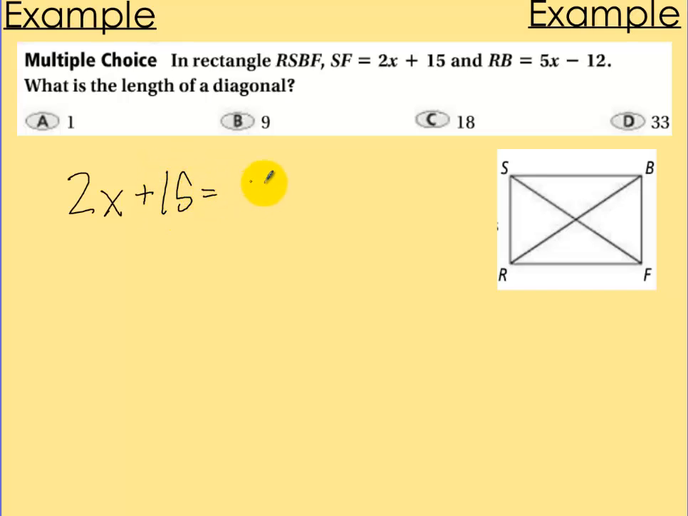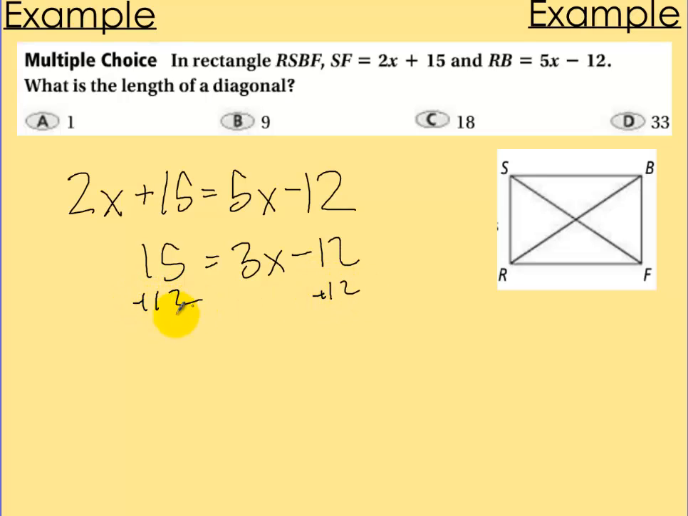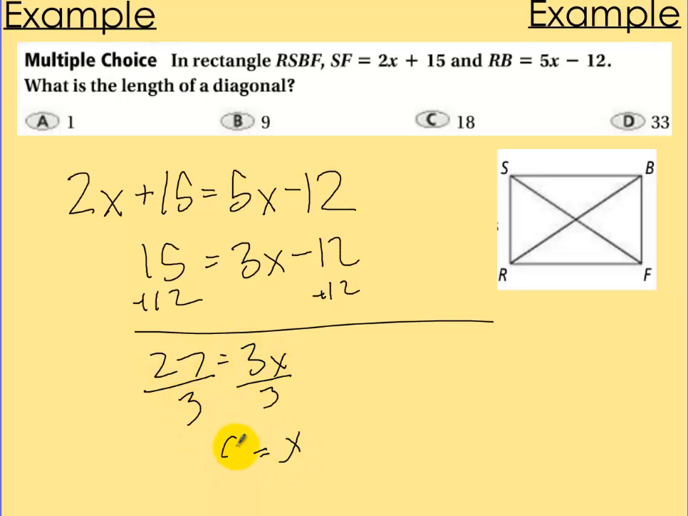2x plus 15 equals 5x minus 12. So let's solve for x. I subtract 2x on both sides, and I get 15 equals 3x minus 12. Add 12 to both sides, and I get 27 equals 3x. Divide by 3, and x equals 9. So if x equals 9, that's not my answer.